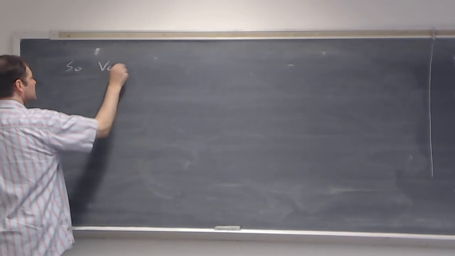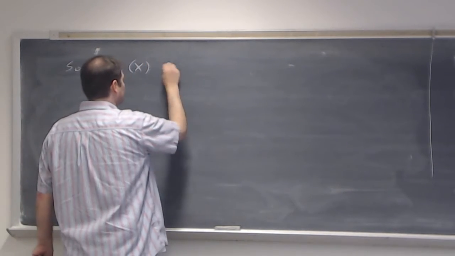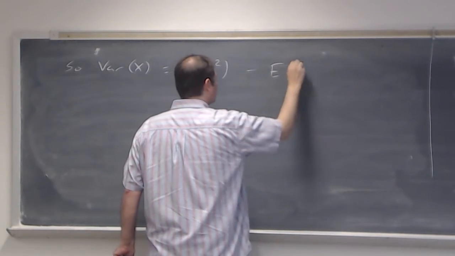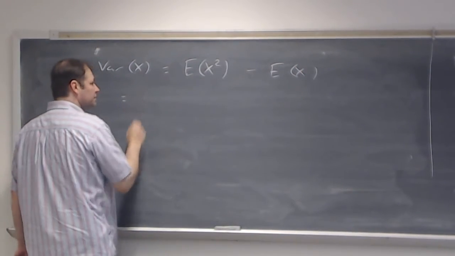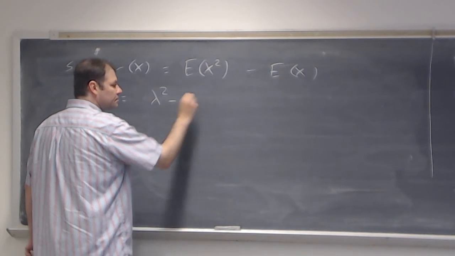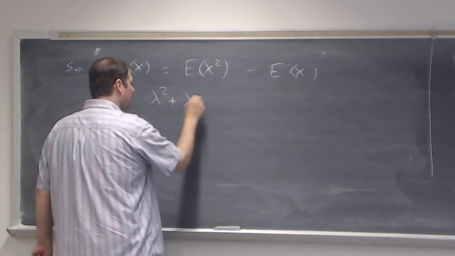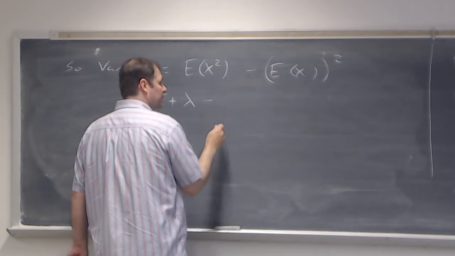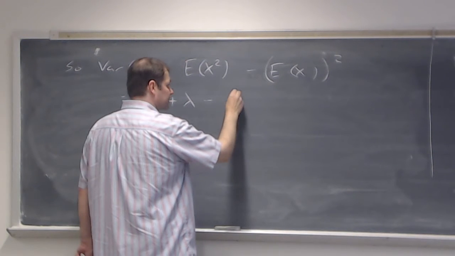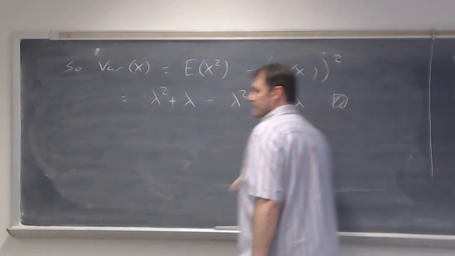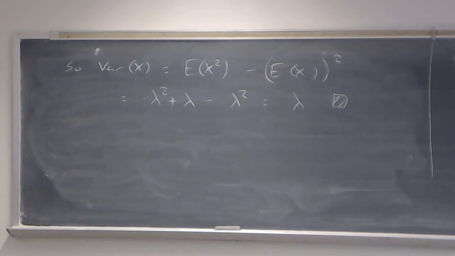Okay, so the variance of x, for this Poisson variable, is equal to the expected value of x squared minus the expected value of x, quantity squared. That's equal to lambda squared plus lambda, minus the expected value of x squared. Well, the expected value of x we found to be lambda earlier in this lecture. So this is minus lambda squared, and indeed that's lambda. That is that.